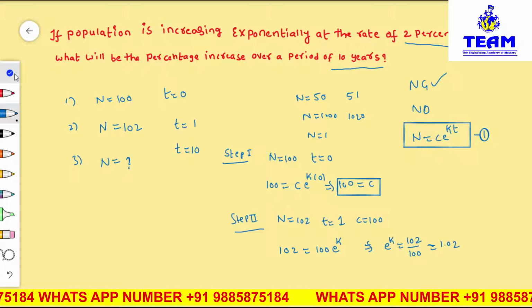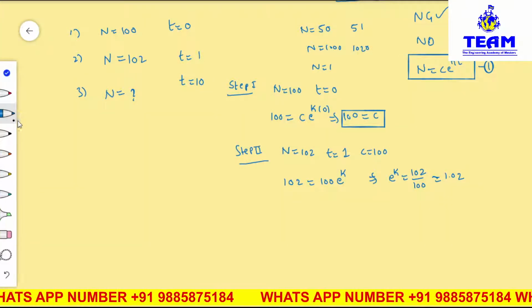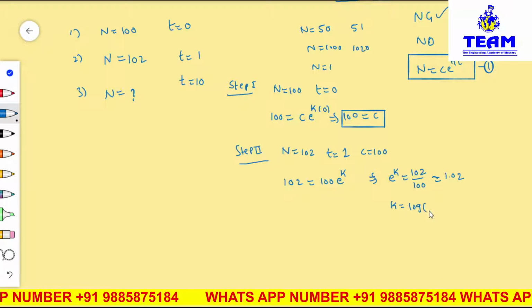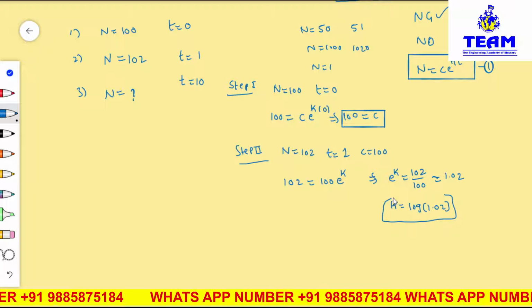From this you can write K also. Otherwise you can leave, it's not an issue. Okay. If you want, you can write the K value as K is equal to log of 1.02. Okay. Now you got the K value in the second step.